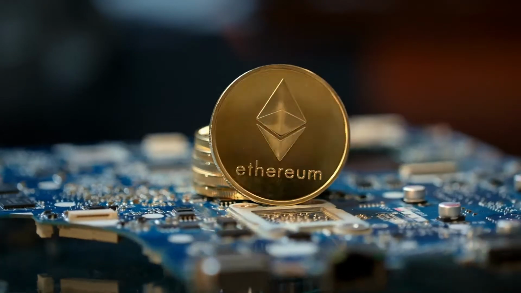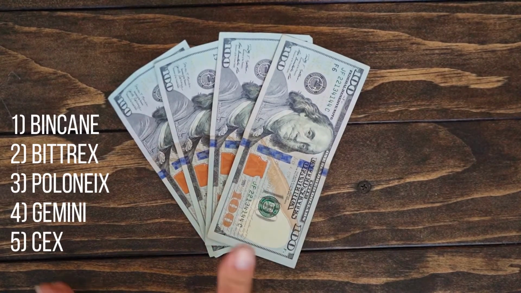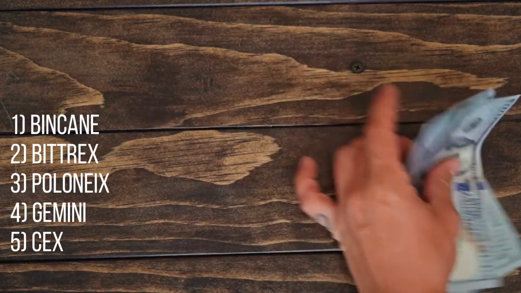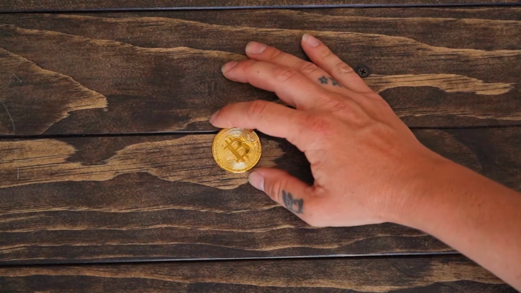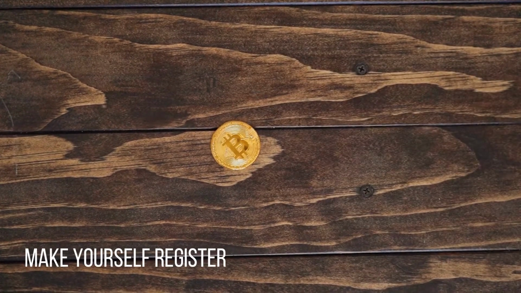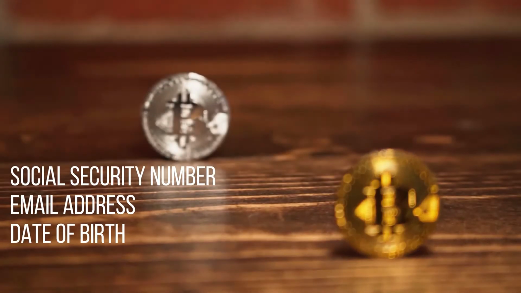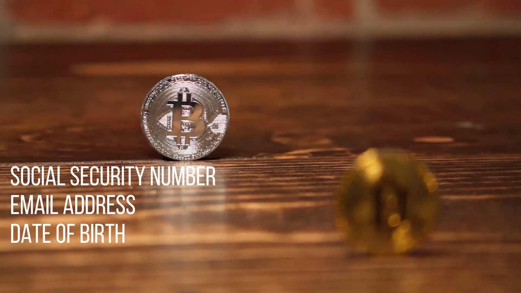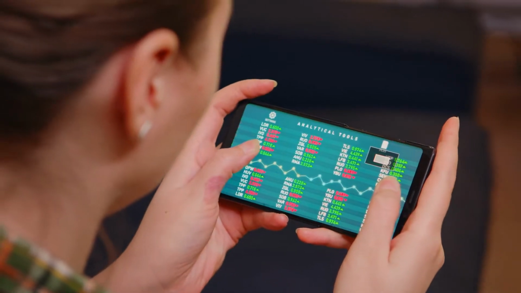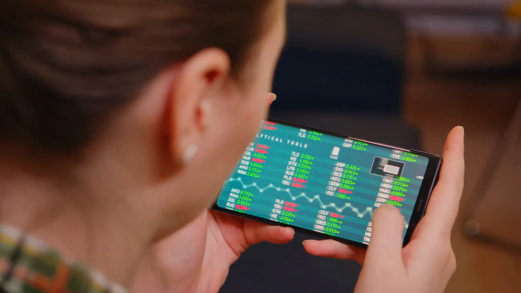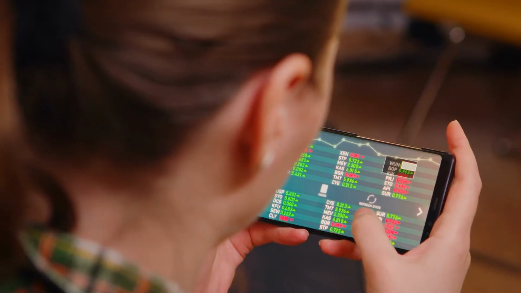But there are many popular crypto brokerages, for example, Binance, Bittrex, Poloniex, Gemini, and CEX. Before digging into it, try to do some research for your safety. For trading, you have to register with them. They will ask you for your personal information like social security number, email address, and date of birth, etc. All of the crypto brokerages have different services, and their platforms are different from each other. So do some research for your security and choose which seems best to you.